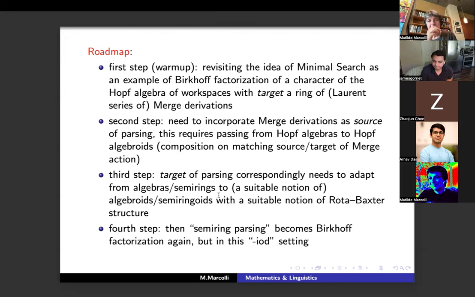And the reason why I'm saying this is a warm-up step is that when I do this, it is kind of an intermediate step between the kind of parsing that I was discussing before and the kind of parsing that I want to discuss now.